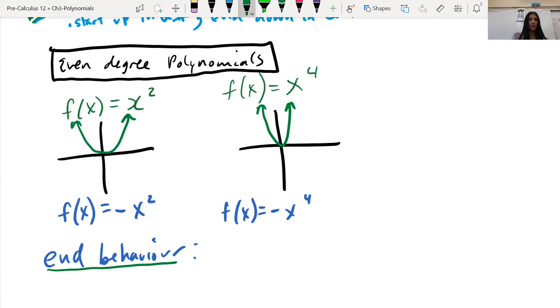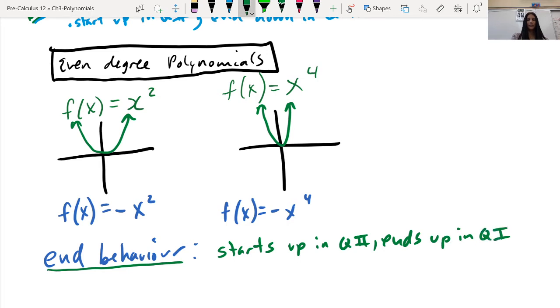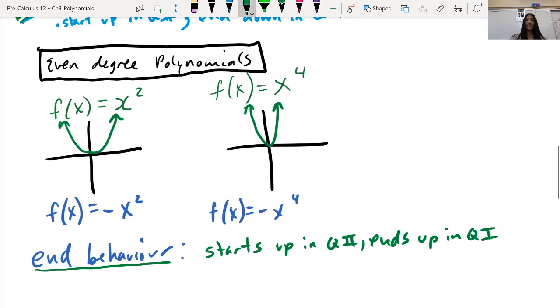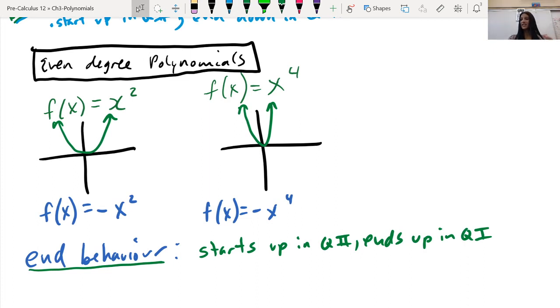So maybe when we look at end behavior for the green stuff, we can say it starts up in quadrant 2 and it ends up in quadrant 1. That's going to be true for x to the 6, x to the 8, on and on and on. It is true that there could be other things happening in between like this, but notice the end behavior would still be the same. So don't worry about if there's other stuff following this x to the 4.